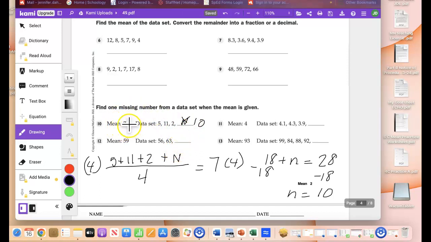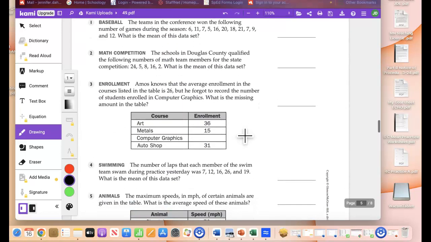Okay, so for some of these problems, you're just going to have to kind of work it backwards. So here's a really good example of how you do that. You're just going to multiply and then subtract instead of add and divide. The only other problem you have like this is number 3.